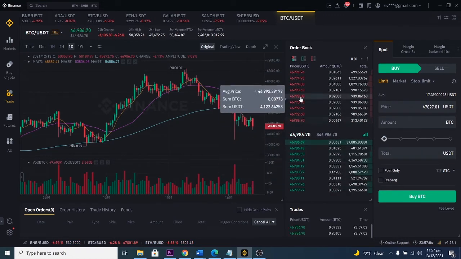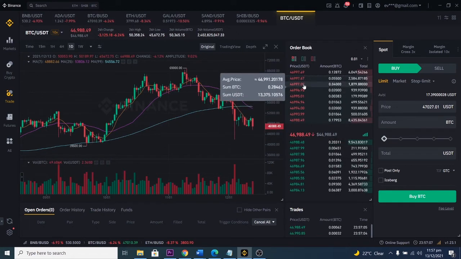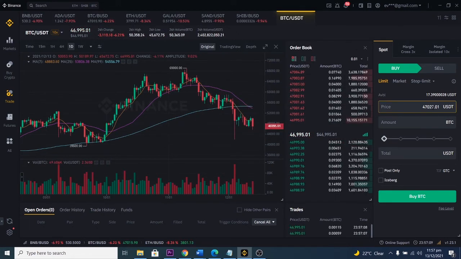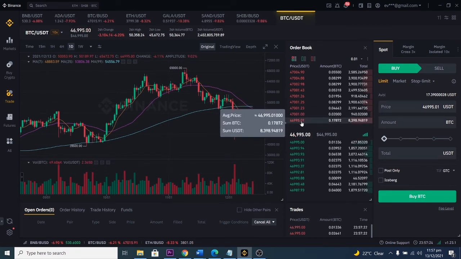That is, they've actually been able to buy it at the price that they set. So that's the same thing that you want to do now. But sometimes you might not want to wait for a long time for it to fall to what you want. You might just want to buy it at the current market price. So we have the current market price at 46995. So you can just set it to 46995.